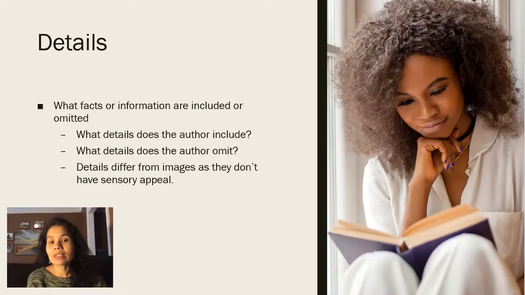The next D in DIDLS is details. So what facts or information are included and, once again, omitted? What details does the author include? What details does the author omit? And details differ from images as they don't have a sensory appeal. They are essentially the facts and information the author is conveying. So pay close attention to the details that are included.